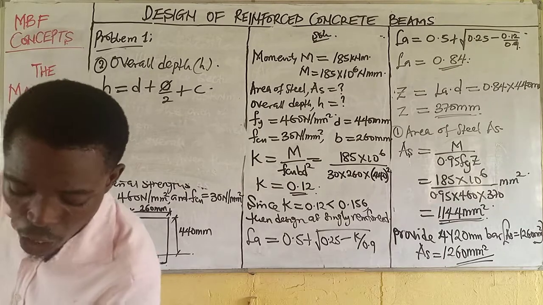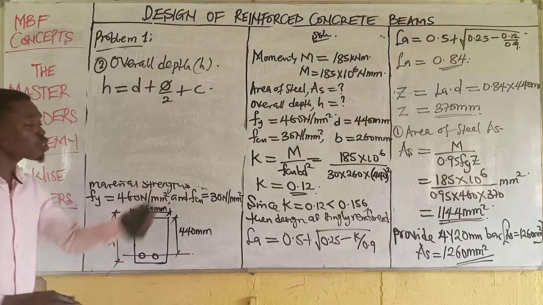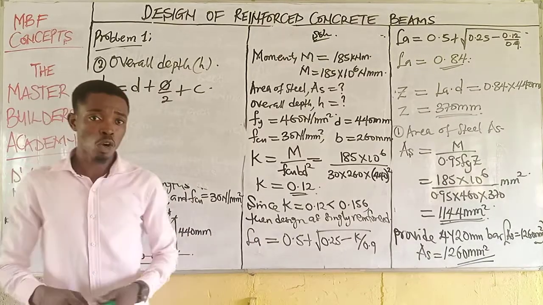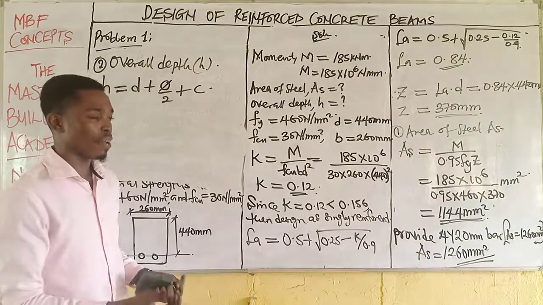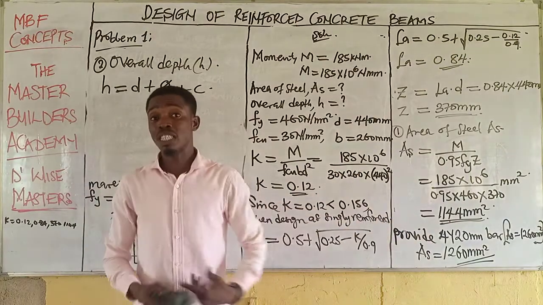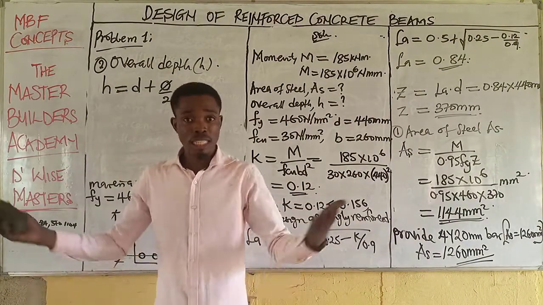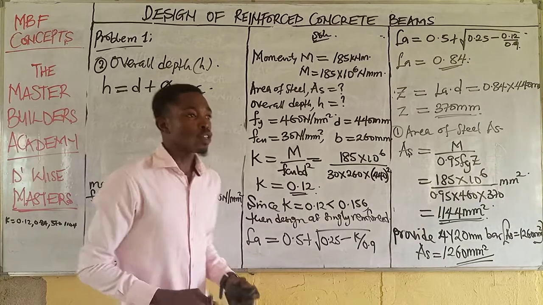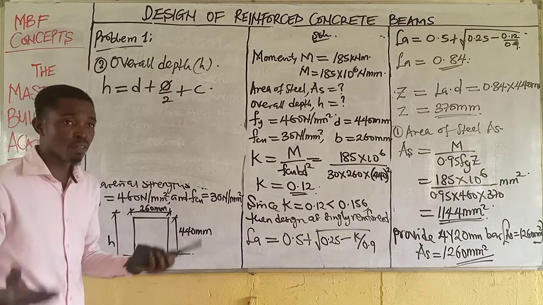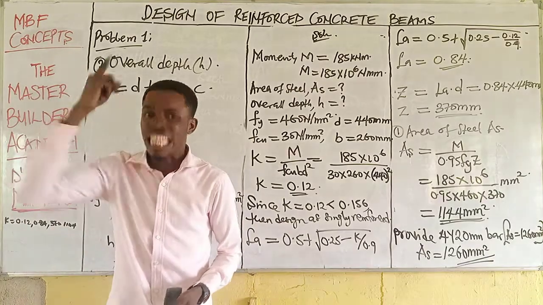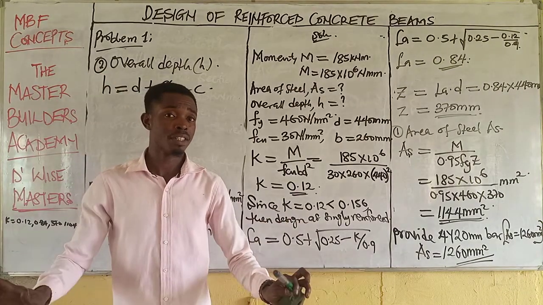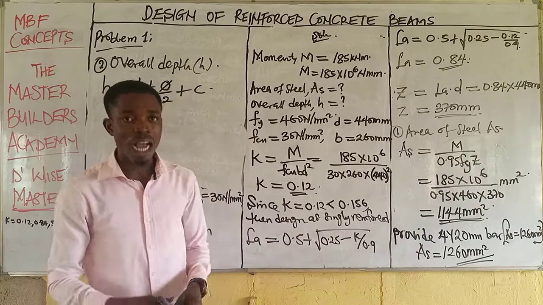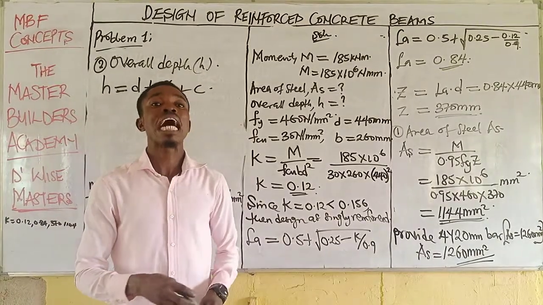Now if C is the concrete cover, in this question we're not given concrete cover, so you can pick or assume a concrete cover that is within the criteria. You can use 1 inch, which is 25 millimeters. You can use 30 millimeters. You can use 35. You can use 40. So it's a matter of choice. In this case, now that we are not given, let's assume at least 1 inch, except you are given, then you can make use of the given value. But if you are not given, assume at least 1 inch.